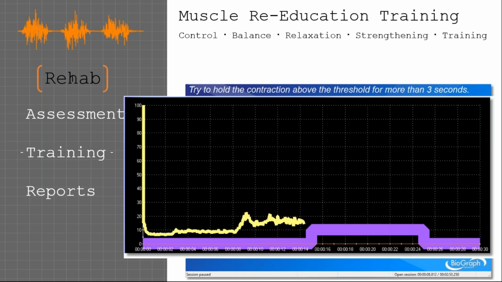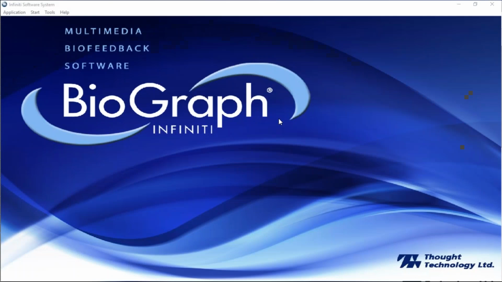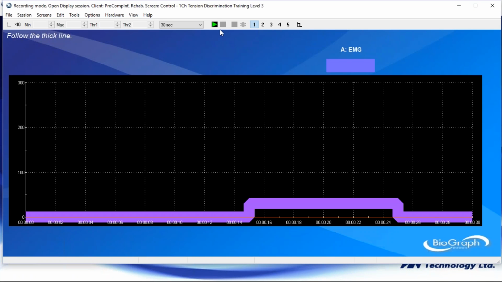When we're talking about muscle tone, being able to control our contraction, we're able to give them a guide on how to do it. So what we're going to do next is I'm actually going to open up Biograph, and we're going to take a peek at a few different options that we have in real time.